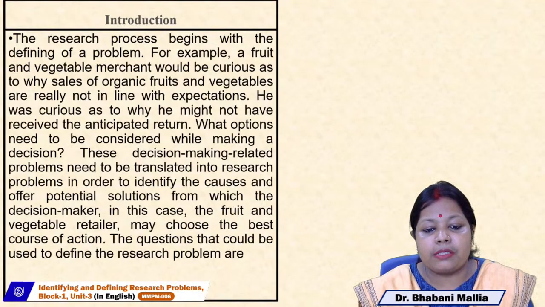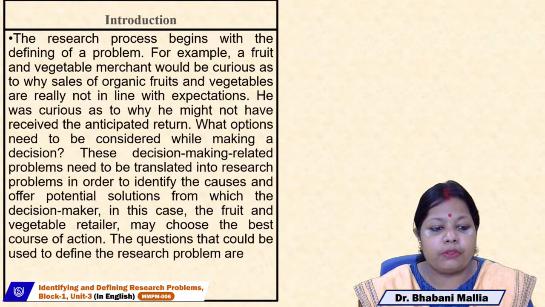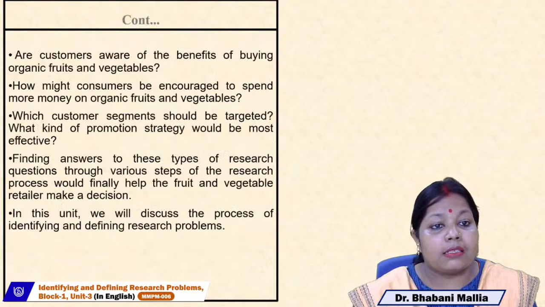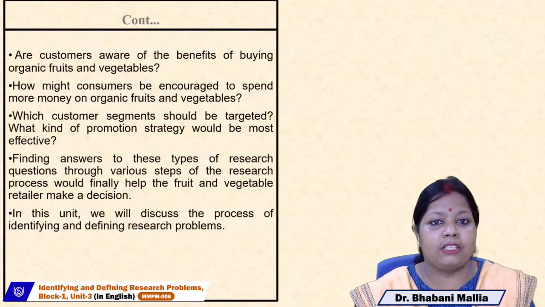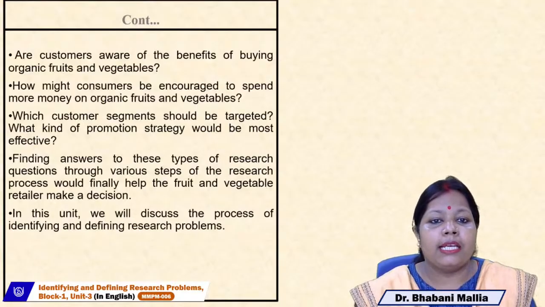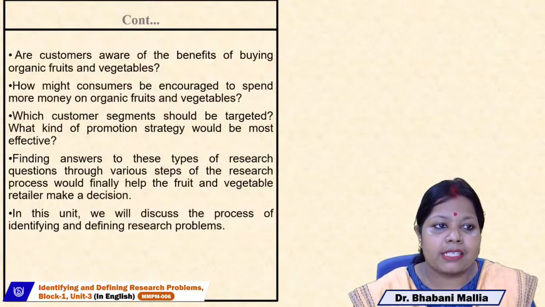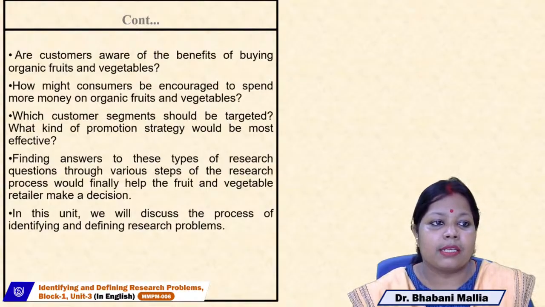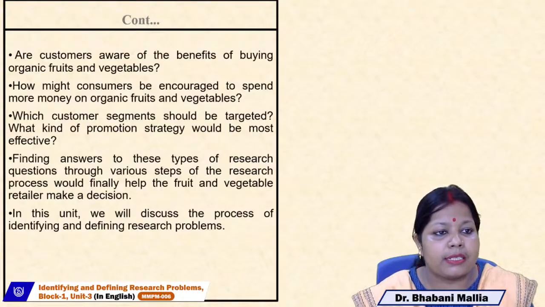And now the questions that could be used to define the research problems are: are customers aware of the benefits of buying organic fruits and vegetables? That is the most important one. Whether the customers, the people who are responsible for the incline or decline of the sales, are they aware of that kind of fruits and vegetables? That is the first question to be asked.